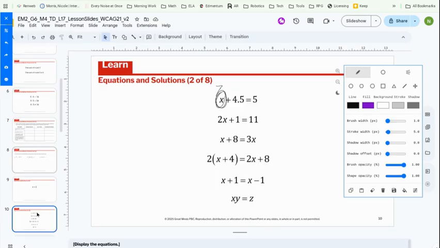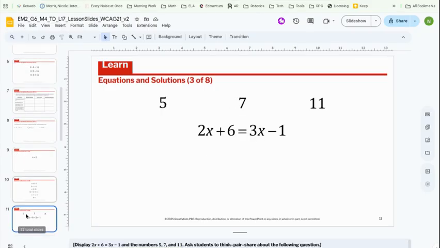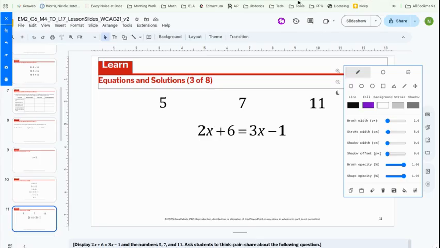And that's why we use variables, because we want to figure out what the x is. So an example of that is here. They're asking which of these numbers makes a true statement. So let's try one. Let's try 5. So 2 times 5 plus 6 equals 3 times 5 minus 1. Let's see if this is true.